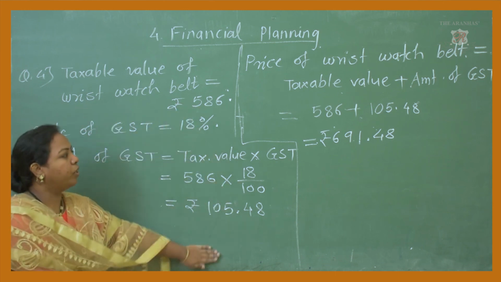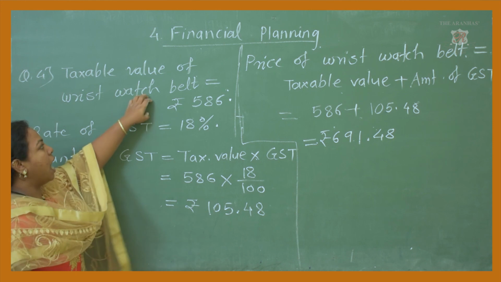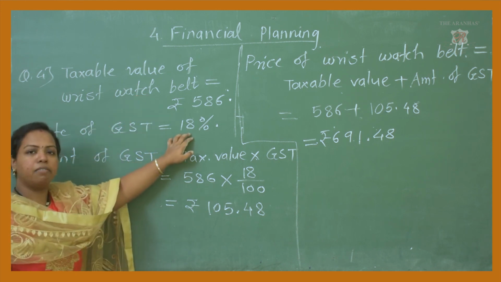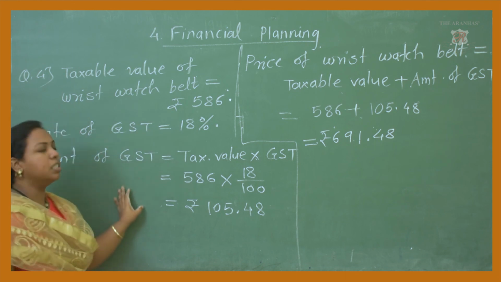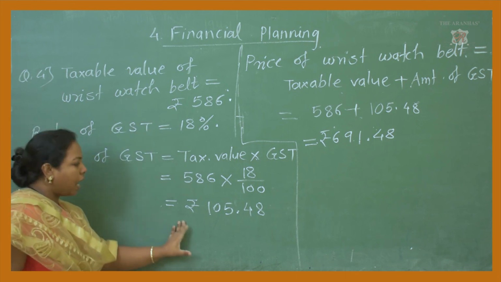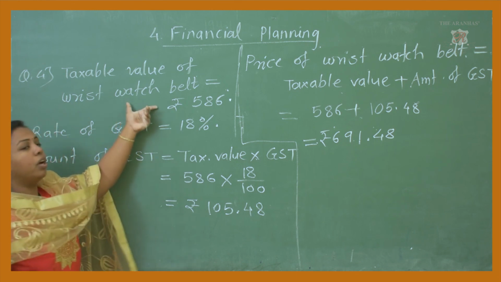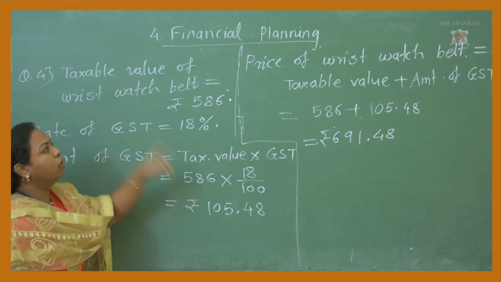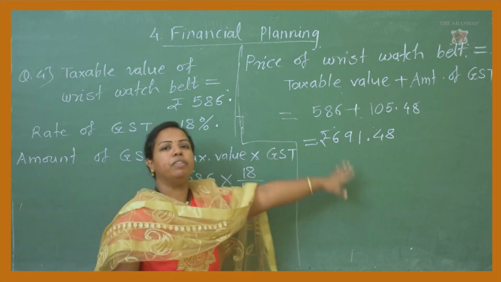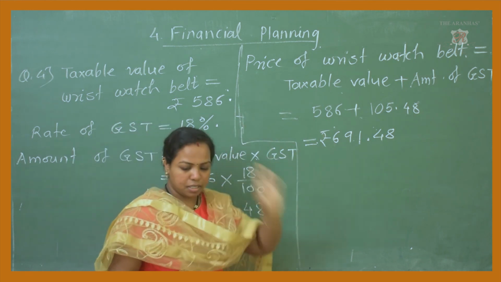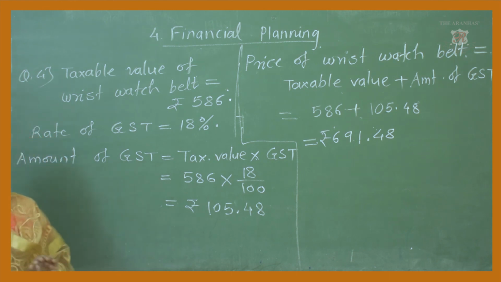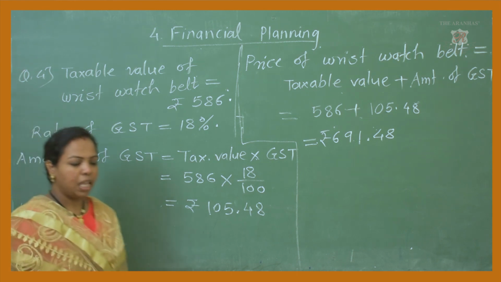Thus, how are you going to calculate if we have the taxable value and the GST rate is given? First of all, find out the GST amount. Add this GST amount to your taxable value. Then you will get the total value, or you can say the price of that good. Thus, from this, you can see how to calculate the total value for any good.